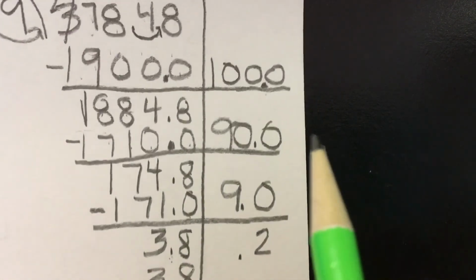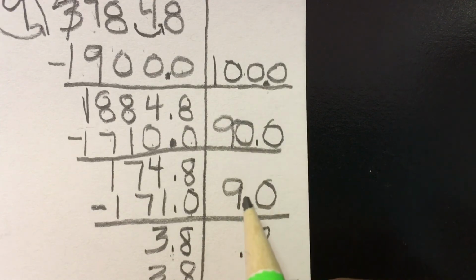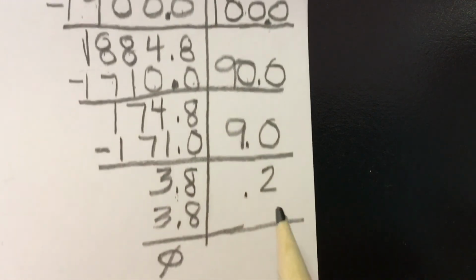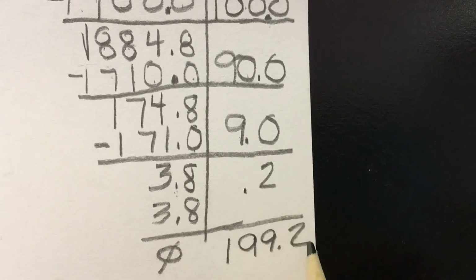And now all I do is add. 100 plus 90 gives me 190, plus 9 gives me 199.2. And that is your final answer.